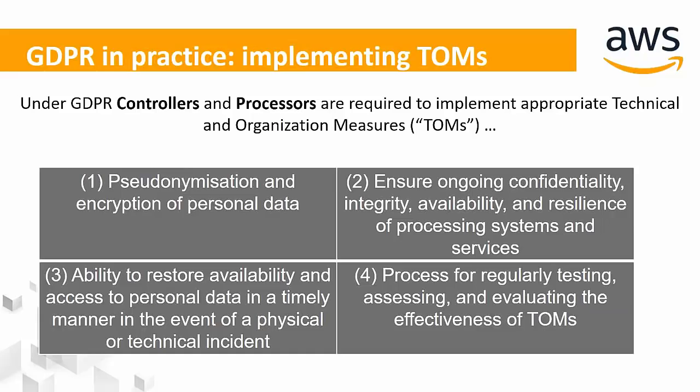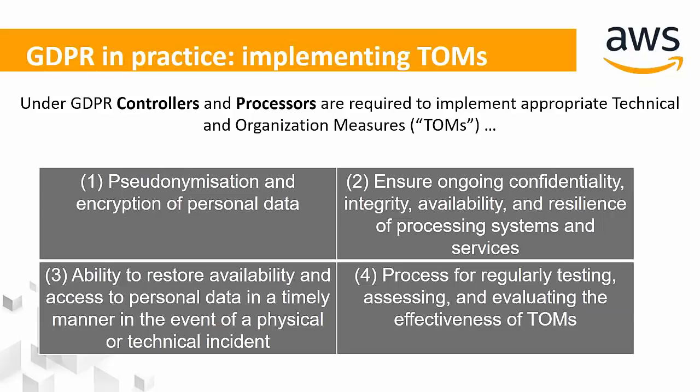So that means if your application is breaking down or the data center is breaking down, that you have either architected the application in that way that you can either restore or bring up the application in a very short time, or for example that if there's something wrong with the physical infrastructure, that you have redundant systems, that the data centers are backed up, etc. And as well as a fourth point, the process for regularly testing, assessing, and evaluating the effectiveness of the TOMs.